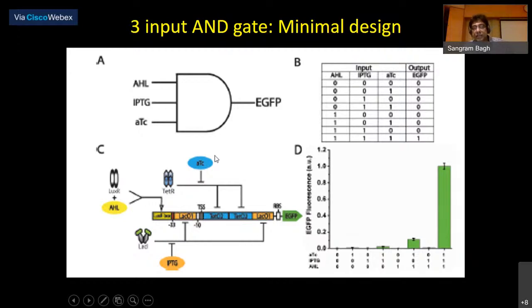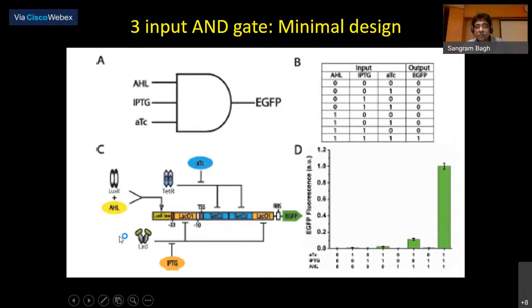At the same time, there is another chemical called ATC, and this ATC will bind with TetR. If you have TetR in your system, it will already be bound here, and RNA polymerase cannot transcribe this EGFP. But if you give ATC, ATC binds with TetR and changes its conformation so it cannot bind here anymore, and then RNA polymerase can transcribe. Which basically means that for EGFP to express, you need all three chemicals: IPTG, ATC, and AHL. Only then can RNA polymerase start transcribing the EGFP.